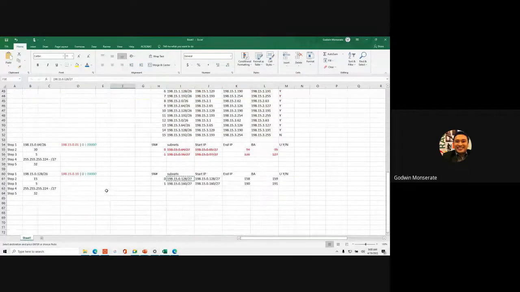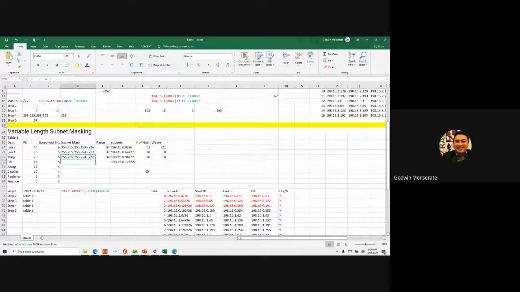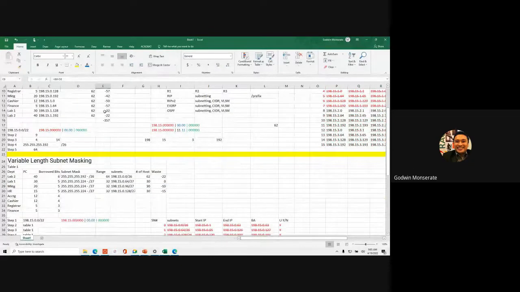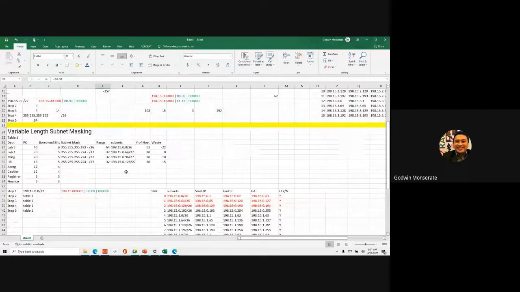198.0.127. So they are still the same. Therefore, the number of hosts here will be the same. So how many did we waste? About 15 only. So if you compare your waste to HR or to your subnetting computation, HR 47. Oh, look at that. 15 and 47. Which will you choose? CIDR or VLSM?